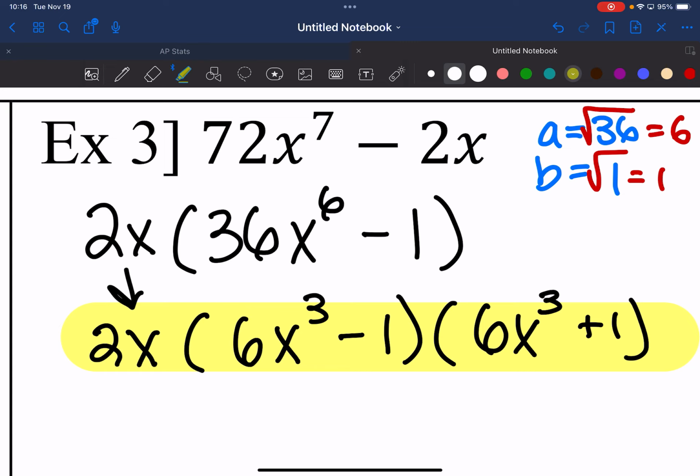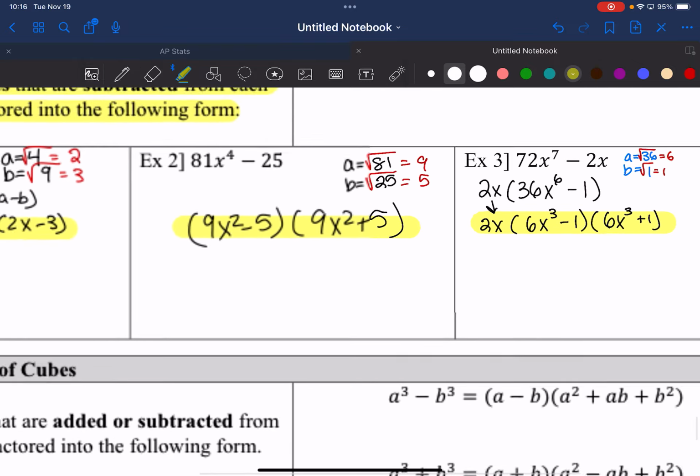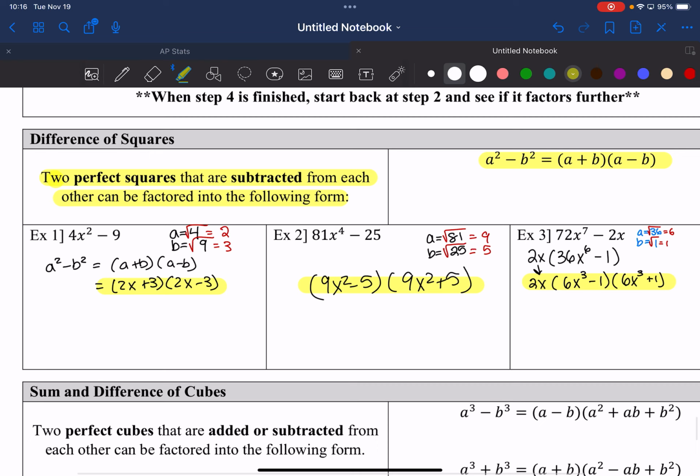Oh my god, the notes are so short. Yeah, it's very short. All the notes would be like this. Okay, any questions on difference of squares? Remember, this is going to be tested. There's a whole lot of talking and not a lot of writing.